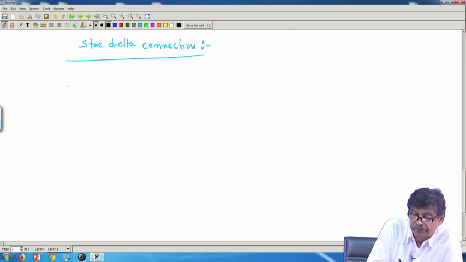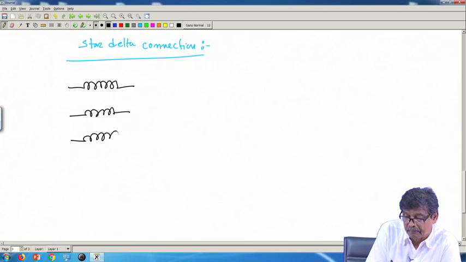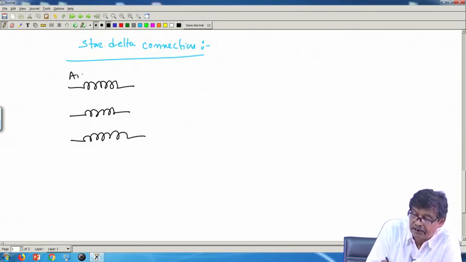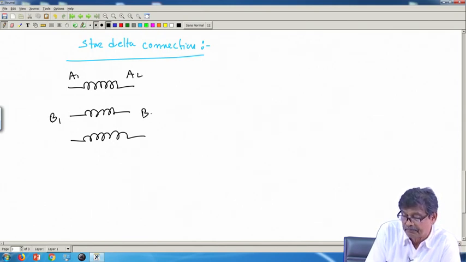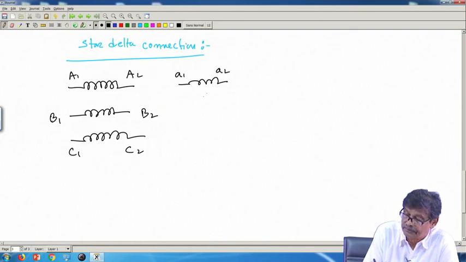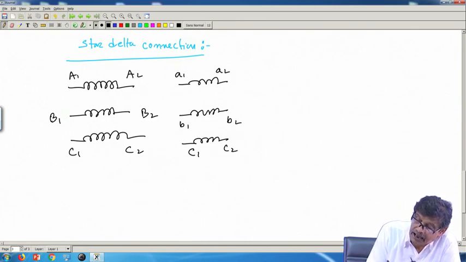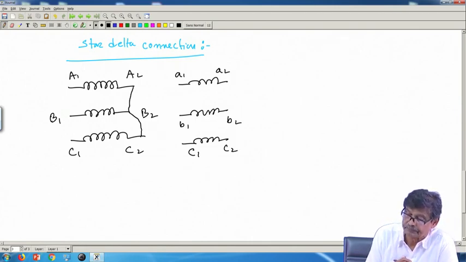Okay. So, these are the primaries: A1, A2, B1, B2, C1, C2. And these are the secondaries, small a1, a2, small b1, b2, and small c1, c2. Okay. And suppose I have shorted this.